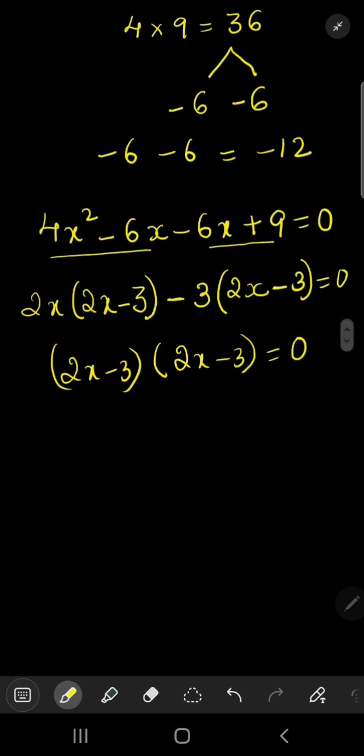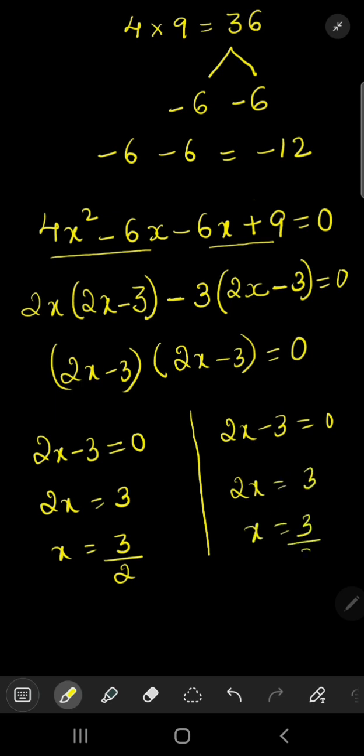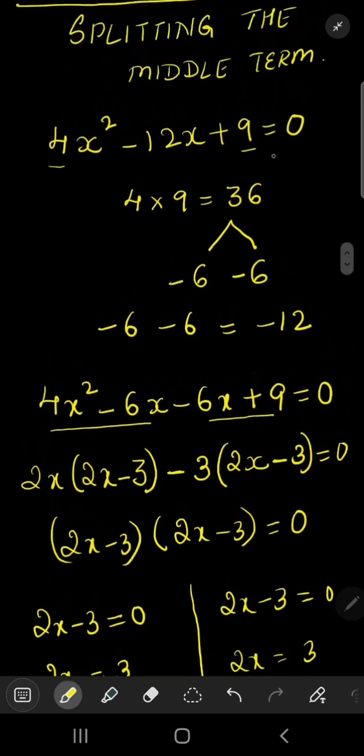Now we have to take each individual term and equate it with 0 to get the value of x. 2x minus 3 equal to 0, and here also 2x minus 3 equal to 0. So 2x is equal to plus 3, x is equal to 3 by 2, and here also we get x is equal to 3 by 2. We have got two same roots for this quadratic equation.